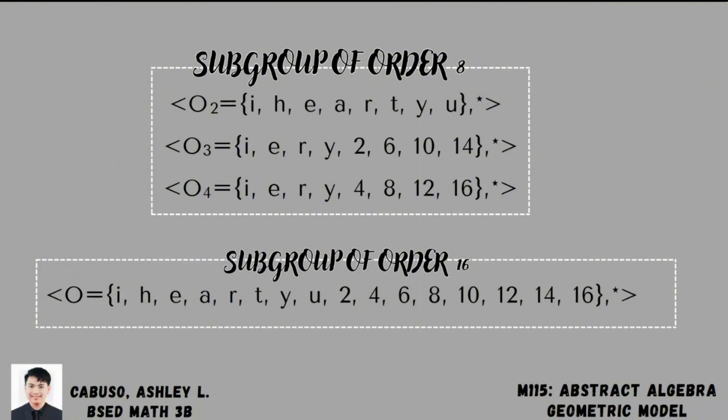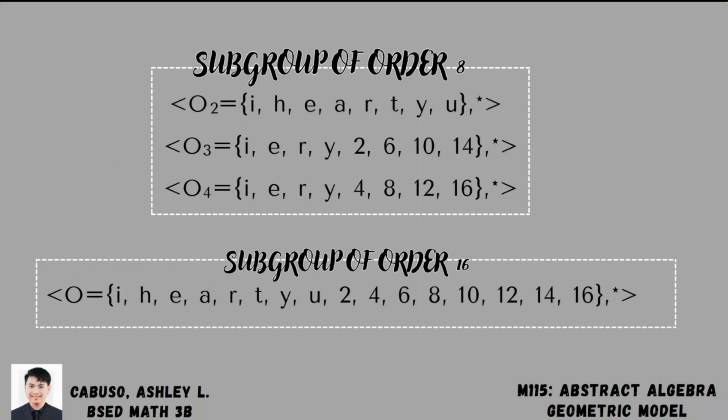Each of these subgroups obeys the rules of a group, meaning they are closed under the operation, contain an identity, have inverses, and are associative. And yes, you guessed it, all the subgroup orders are divisors of 16, just like the theory says. So when someone asks, why does the order of a subgroup matter? You can now confidently say, because it must divide the group's order.